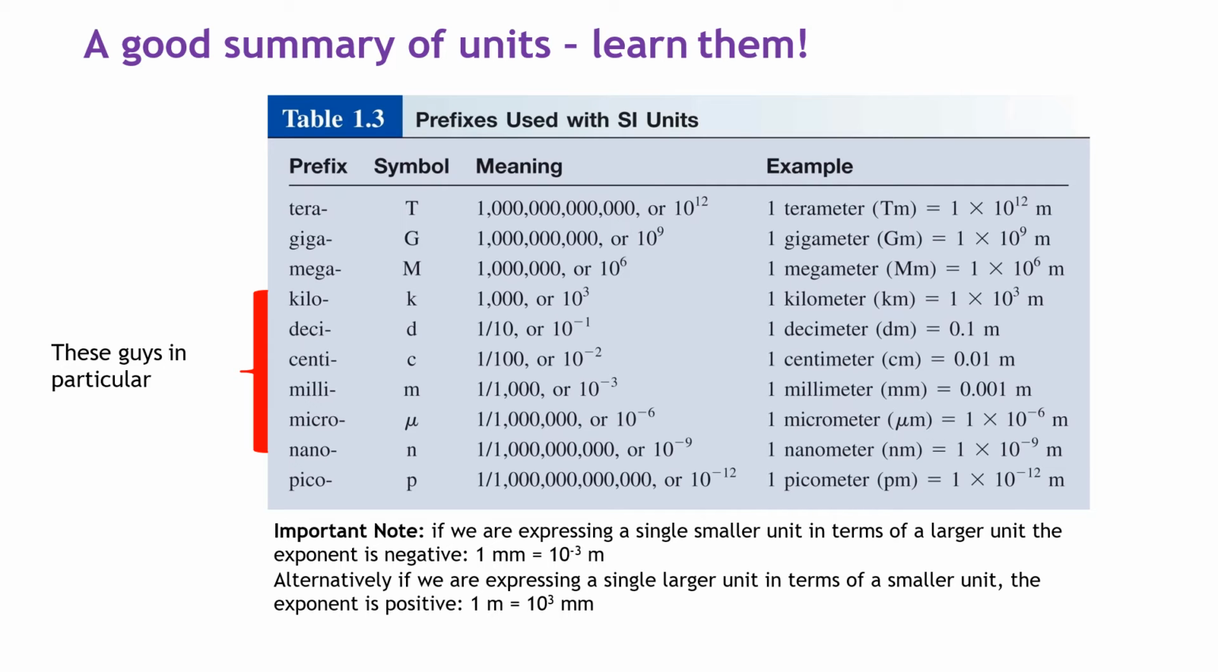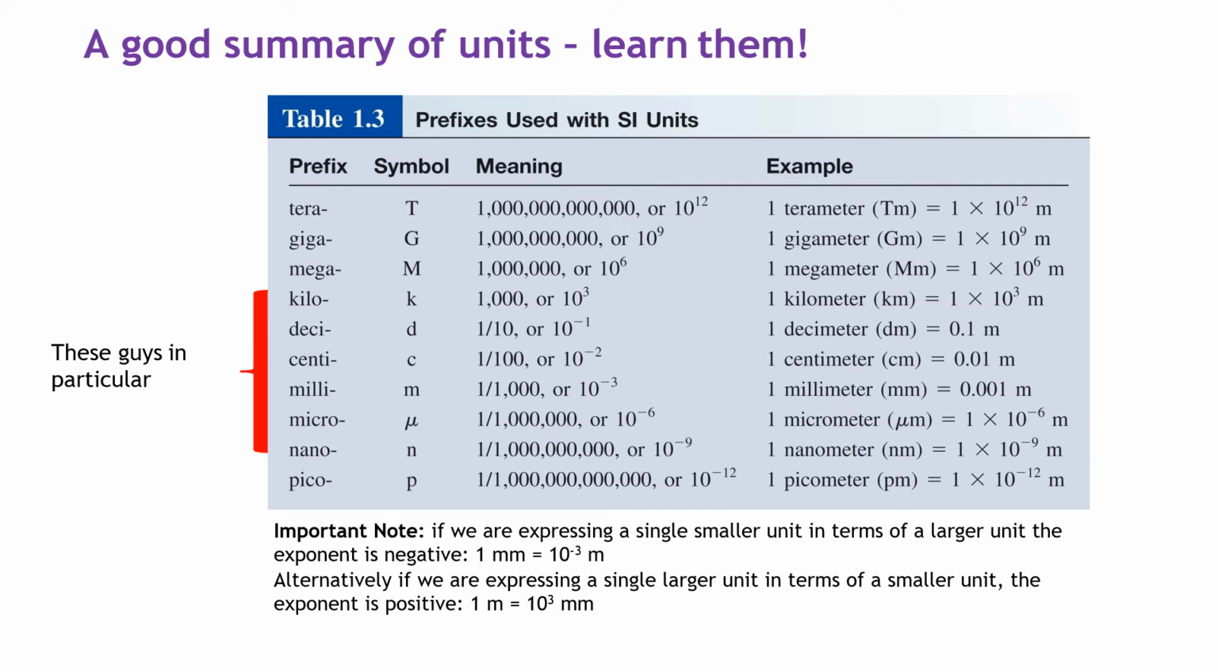So let's look at this important note. If we're expressing a single smaller unit in terms of a larger unit, in other words, if we're saying, okay, we have 1 millimeter, and we want to make an equality for that in meters. Well, 1 millimeter is clearly a tiny part of a meter, so that's going to equal 10 to the negative third meters, or 1/1000th of a meter. Notice that when we are going in this direction from a single smaller unit to a larger unit, our exponent is negative.